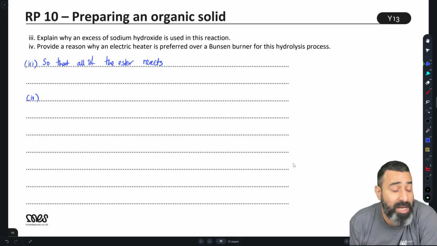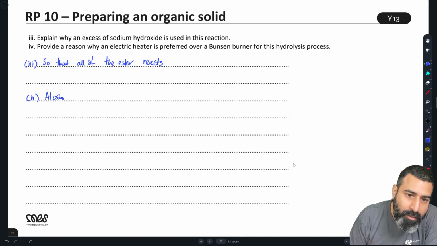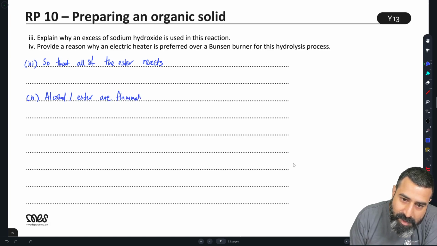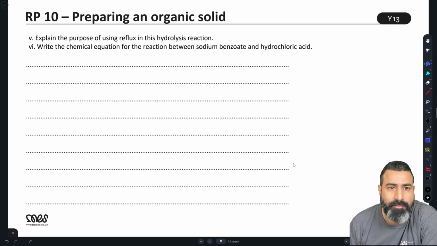That's it. And then question 4, provide a reason why an electric heater is preferred over a Bunsen burner. So this is a safety issue, but we can't just say safety. We have to be a little bit more specific than that. So we can say that the alcohol or the ester are flammable, so therefore we don't want to use a naked flame. Right, that's it. Let's continue.